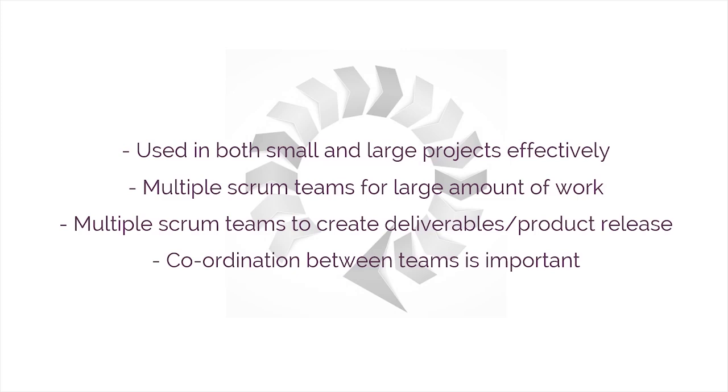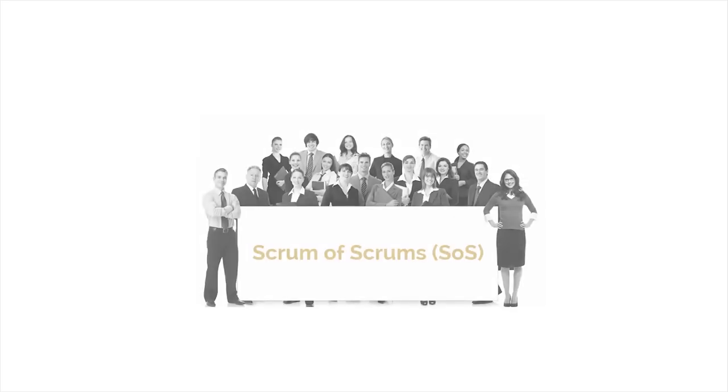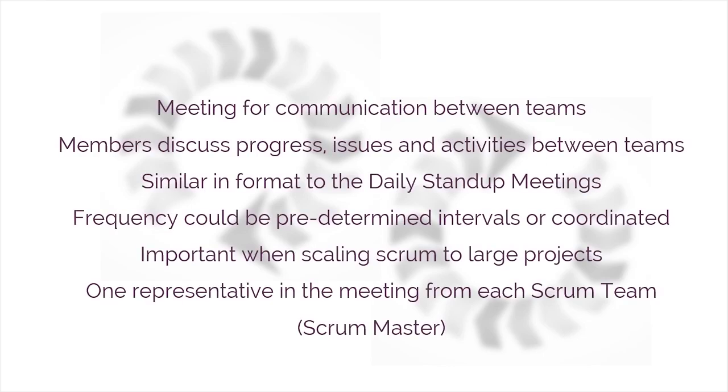Since a project can have multiple Scrum teams working in parallel, coordination between different teams becomes important. The Scrum teams usually communicate and coordinate with each other in a variety of ways, but the most common approach is known as a Scrum of Scrums meeting, or SOS. Members representing each Scrum team come together to discuss progress and issues to coordinate activities between teams. These meetings are similar in format to the daily stand-up meetings. However, the frequency of the Scrum of Scrums could be at predetermined intervals or coordinated as required by the different Scrum teams. Let's have a closer look at this concept.